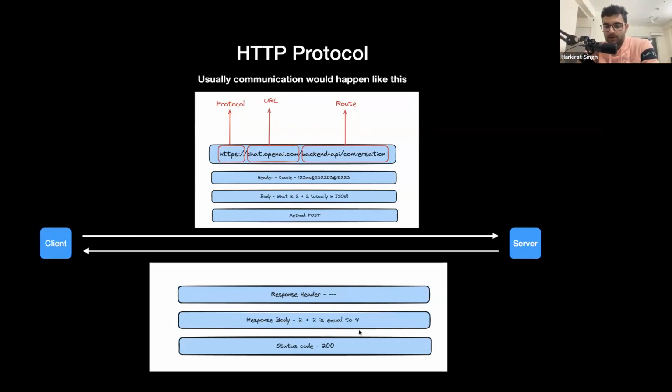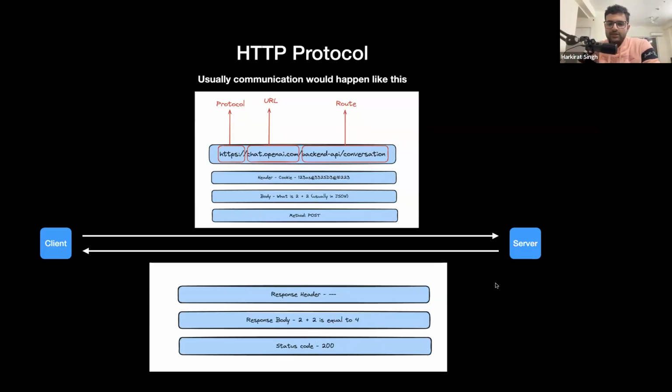Response body. This is important. This is where you get back the response from them. Haan bhaiya, this is your answer to your question. 2 plus 2 equal to 4. What was the question I asked? What is 2 plus 2? This is the response. And last thing, something called the status code, which is basically a way to signal that, haan, ignore the body. This is the status code of the request, which could be 200, could be 500. You might have heard of 404 error not found. These are all status codes that the server responds with.